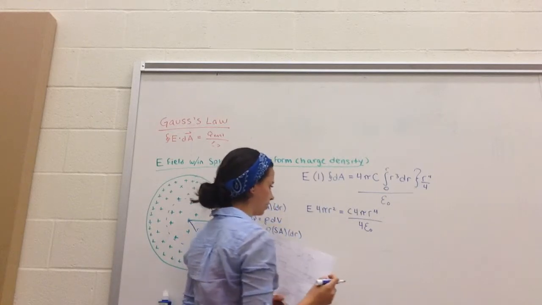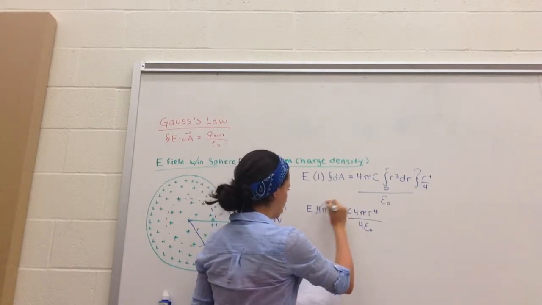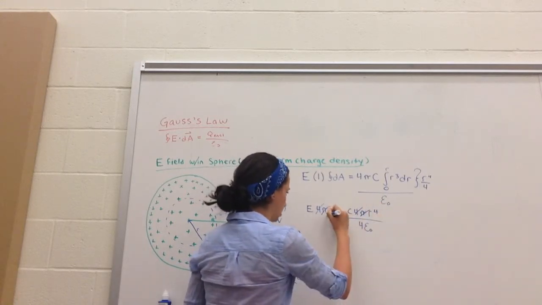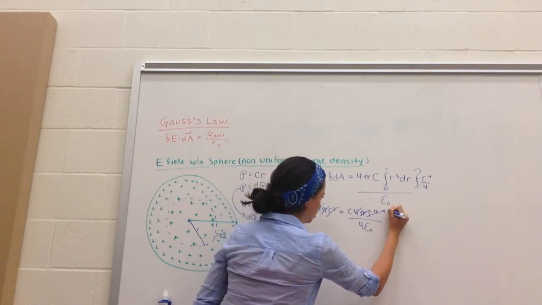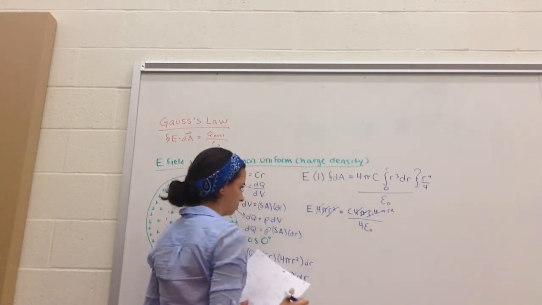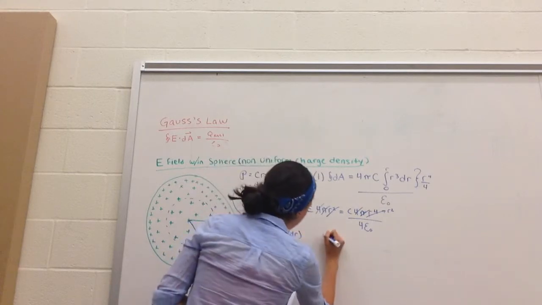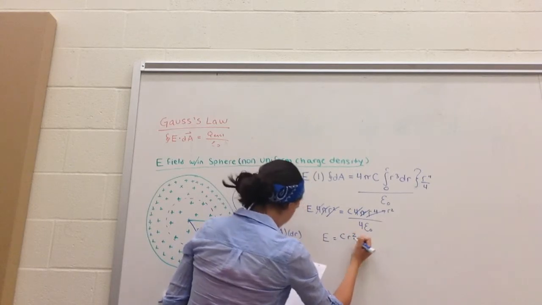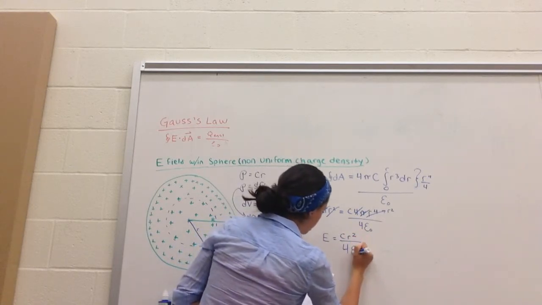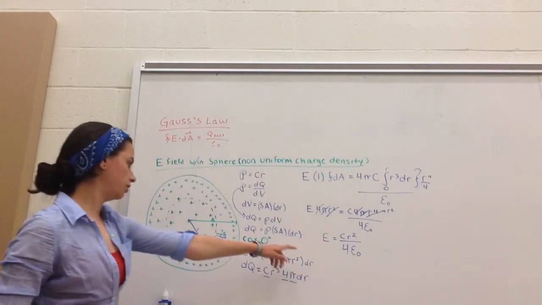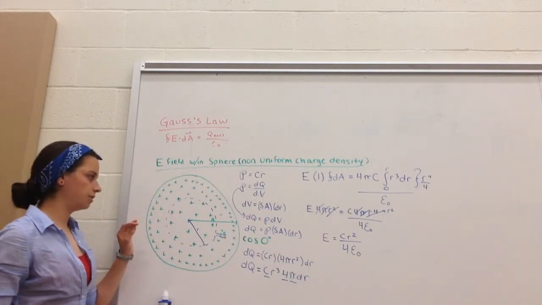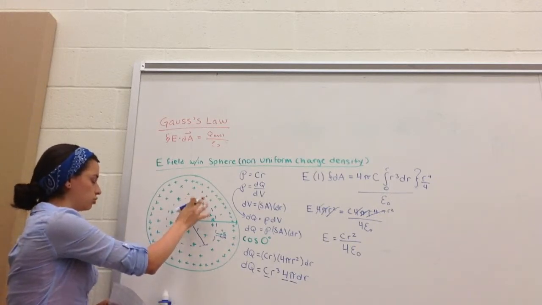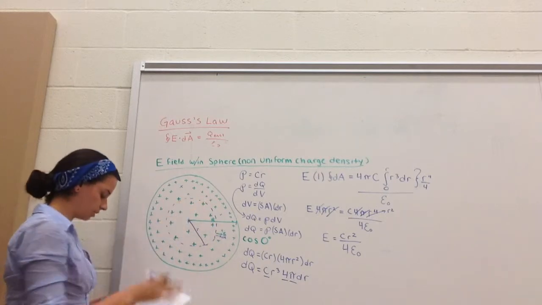And now we can cancel some stuff out. So we have 4 on both sides, that's gone. We have pi on both sides, that's gone. We have r squared and r to the 4th, so this is gone, and this is r to the 2nd over 4 epsilon naught. So we ultimately end up with the electric field as being c r squared over 4 epsilon naught. And this is the electric field due to a sphere of non-uniform charge density, and you're trying to find the electric field within that sphere.